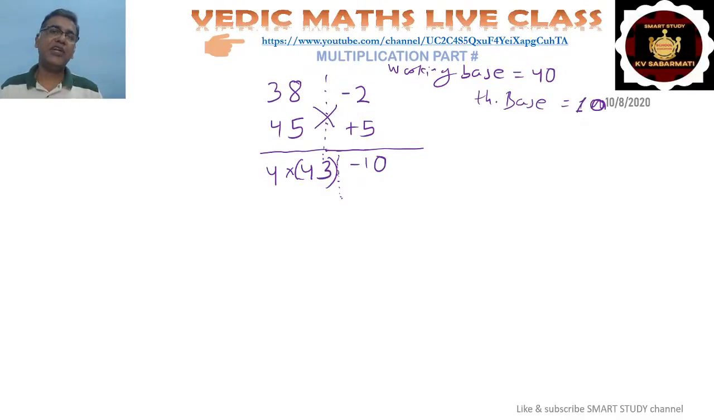If I am taking the theoretical base to be 10, so the working base is more, 40, that means 4 times more. So what I will do, 4 into 43. So this is 3 4s are 12, 2 carry 1, 4 4s are 16, plus 1, that will be 172. Okay, and this side we have minus 10. Is it clear?